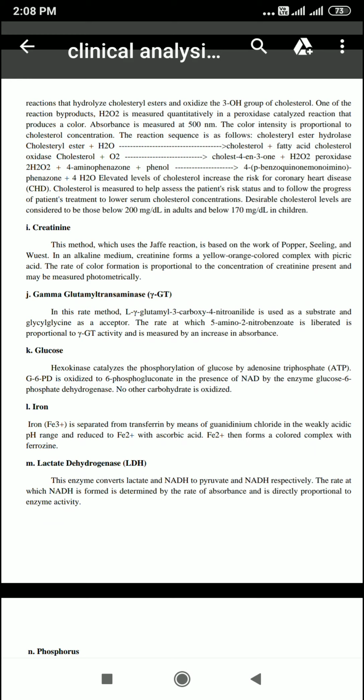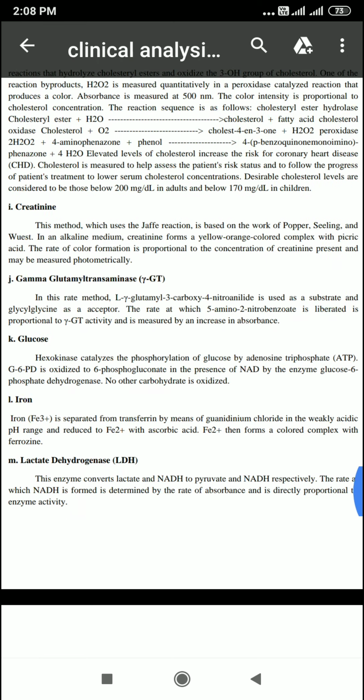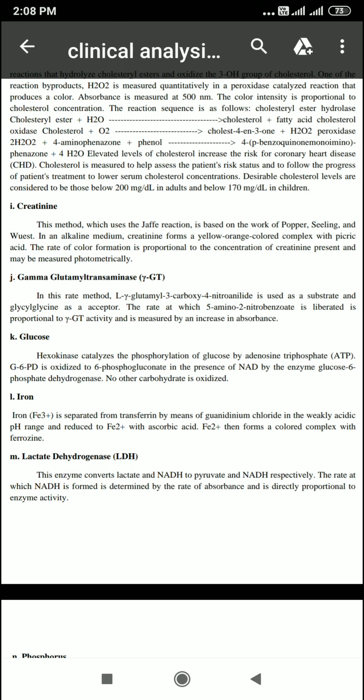This method, which uses the Jaffe reaction, is based on the work of Popper, Seelig and West. In an alkaline medium, creatinine forms a yellow-orange colored complex with picric acid. The rate of color formation is proportional to the concentration of creatinine present and may be measured photometrically.